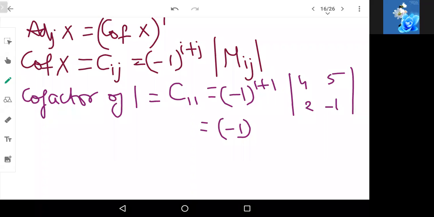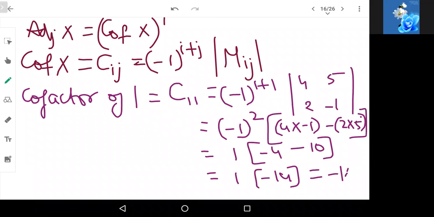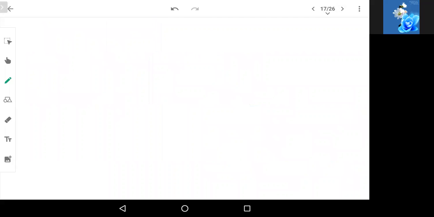Minus 1 square into, solve the 2 into 2 matrix, 4 into minus 1 minus 2 into 5. So minus 1 square is plus 1 into 4 into minus 1 is minus 4, minus 2 5s are 10. So 1 into minus 14 is minus 14. So this is the first cofactor of 1. Now similarly, we have to find the cofactors of all of the elements of the 3 into 3 matrix.